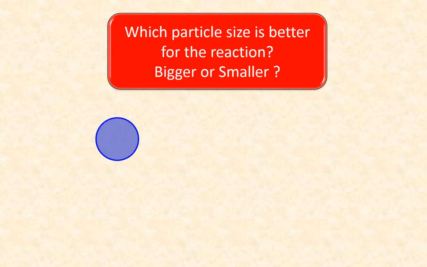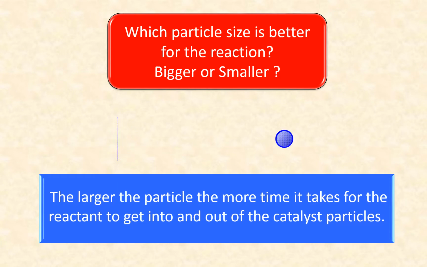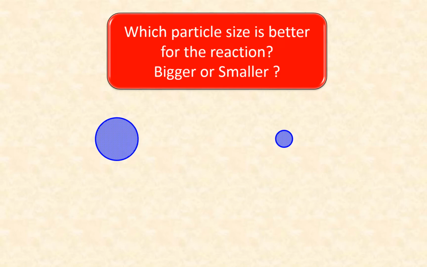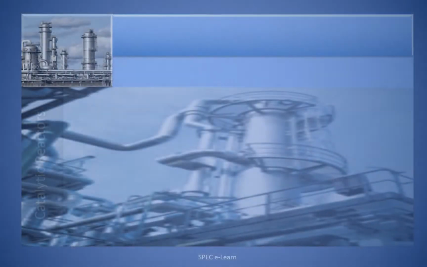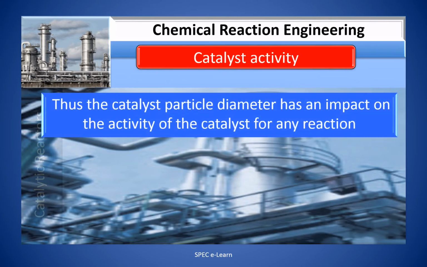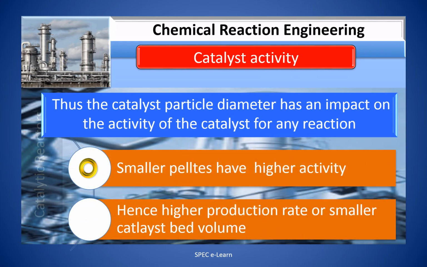Which particle size is better for the reaction, bigger or smaller? The larger the particle size, the more time it takes for the reactant to go into and out of the catalyst particles. For a given catalyst volume or weight, there is a greater external surface for smaller particles than larger particles. Thus, the catalyst particle diameter has an impact on the activity of the catalyst for any reaction. Smaller pellets have high activity, hence higher production rate or smaller catalyst bed volume.